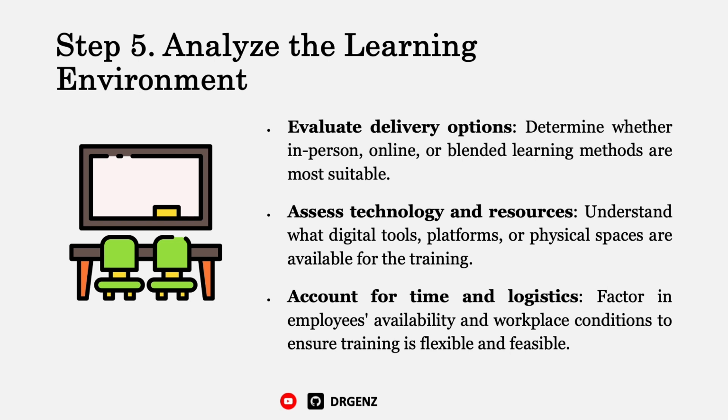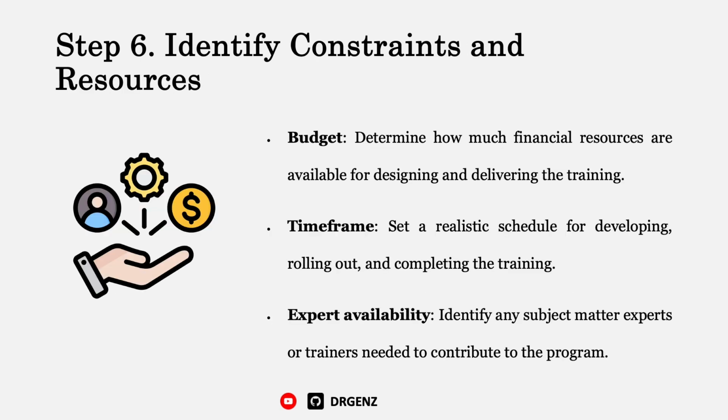You look at workplace conditions. Factors like geographical location, travel requirements, or business hours should be considered before making any training, or it will help you make your training convenient and feasible without disrupting operations. Step 6, identify constraints and resources. This step focuses on planning the practical aspect of the training, ensuring it is financially feasible, ensuring it is time-bound, and supported by experts. Let's look at the breakdown.